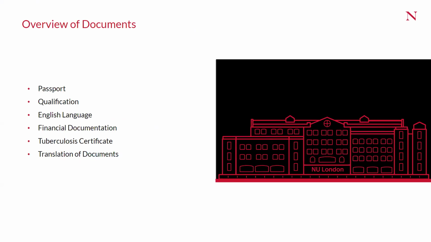You'll need your final high school qualification, any English language if required, and we'll go into that in further detail shortly. Your financial documentation, which will need to meet certain requirements. A TB test certificate if required, and translation of any documents if they are not entirely in English. We're now going to cover these in more of a deep dive.